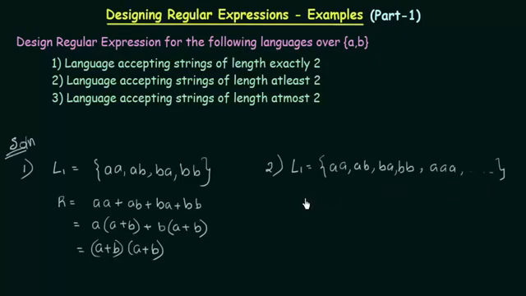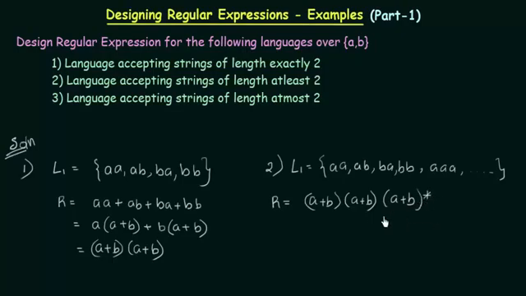So how can we write this? The regular expression for this can be written as R = (a + b)(a + b). Why did I write this? This is because we already found out from the first question that (a + b)(a + b) is used to represent the strings of length exactly 2. So now I have made this for exactly 2, and then this should be at least 2. So this is exactly 2, and here I will write (a + b)*.